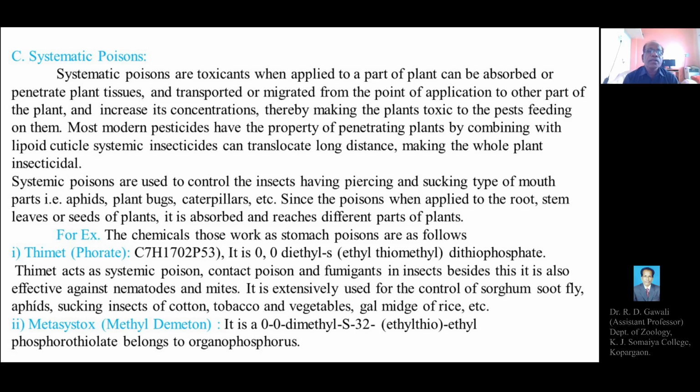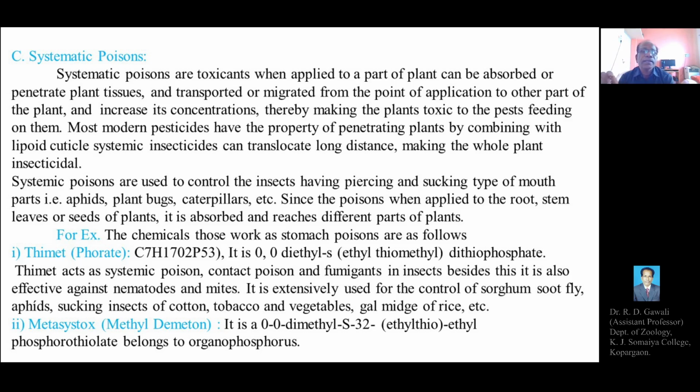Thimet acts as a systemic poison. For example, when thimet granules are applied in the field, they get dissolved in the water which is flooded with the crop. This then reaches the soil, is taken up through the roots, and spreads into the entire plant, the stem and leaves, and this leads to phytotoxicity.